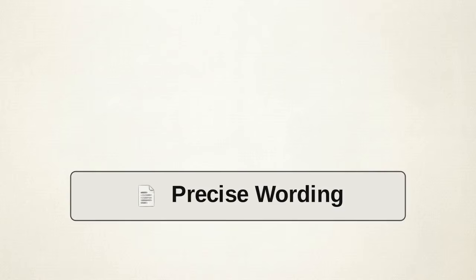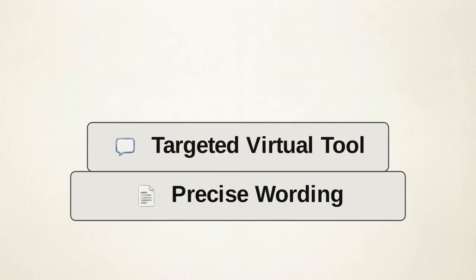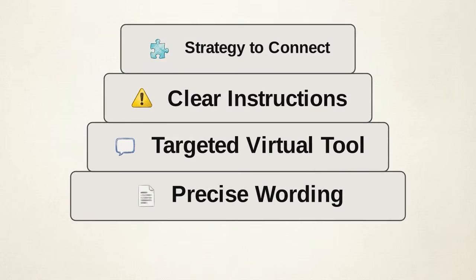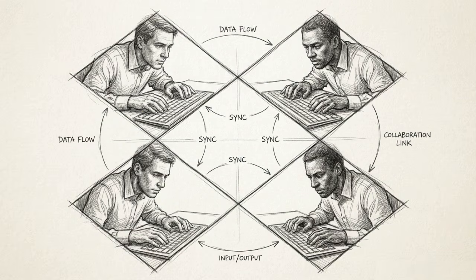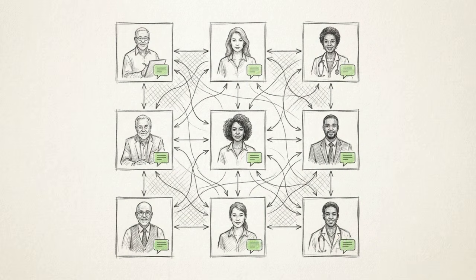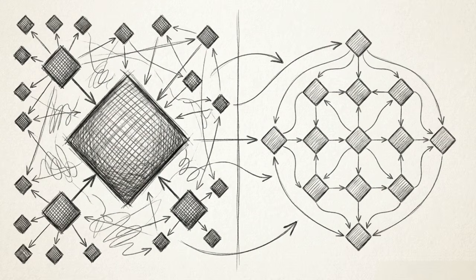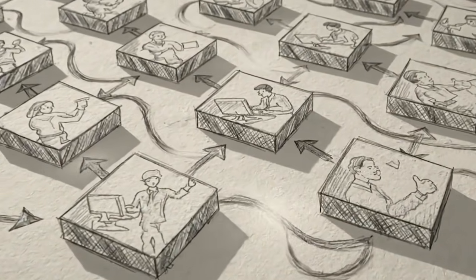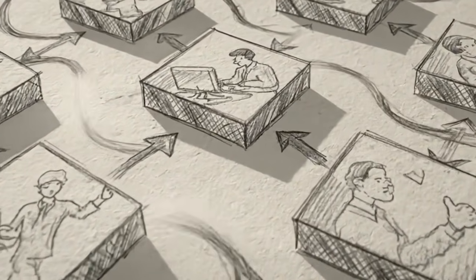We wrote precise wording, selected a targeted virtual tool, delivered clear instructions, and planned a definitive strategy to connect the responses to the content. By following this structure, you eliminate the awkward silence. You provide an accessible, equitable way for every single person to participate, not just the loudest voices in the room. Every learner now has a clear, accessible path to contribute, allowing the group to move through the content as a single, synchronized cohort.